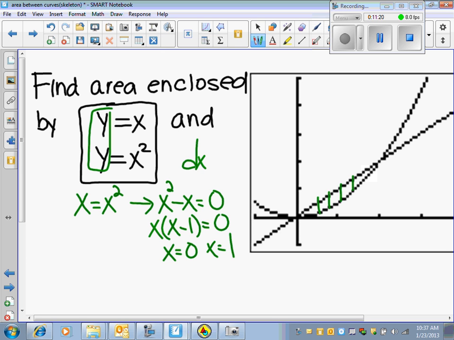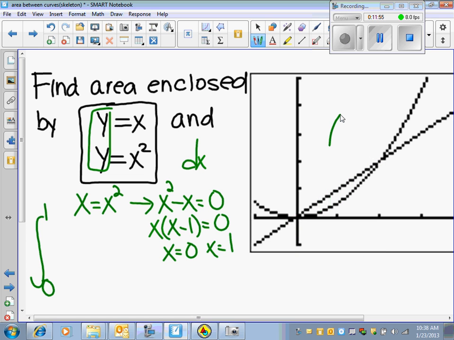So guess what? I have my limits of integration. I'm going to start at 0 and go to 1. So looking up here on the graph, this is x equals 0. And this right here is going to be where x is equal to 1. So I'm moving right along through my steps. I know I'm going with a dx. I have my points of intersection, which are my lower and upper limits. That's going to be x, so that's going to be top minus bottom.